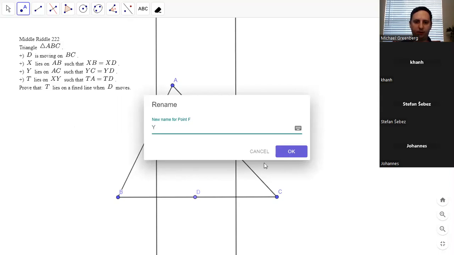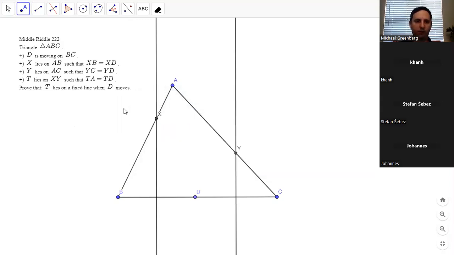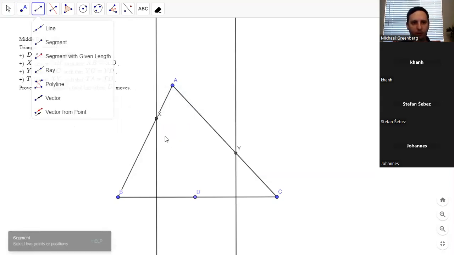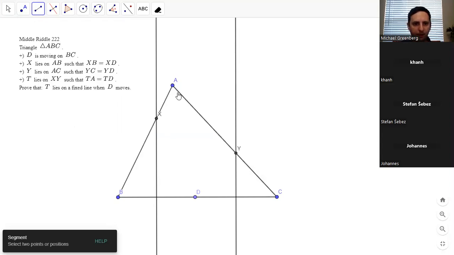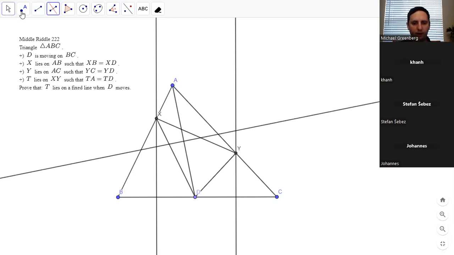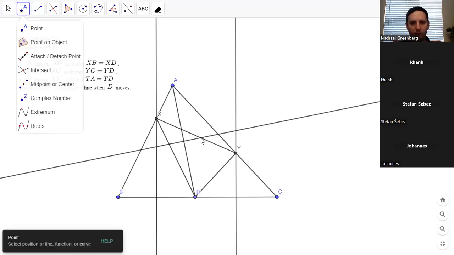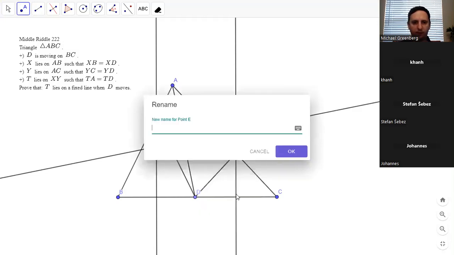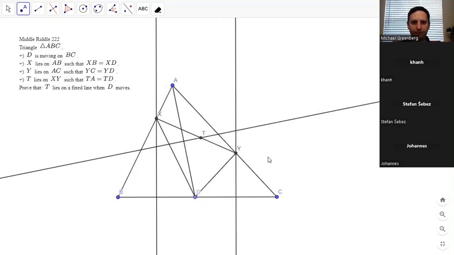I don't know if it's worth drawing these points right here, so I'm just going to avoid it for now. T lies on XY. I'm just going to draw these to show it's isosceles, but then we want to see where the perpendicular bisector of AD meets XY. We call that T, and we want to show that as D moves, T lies on a fixed line.